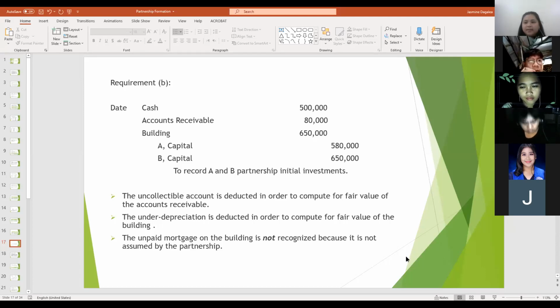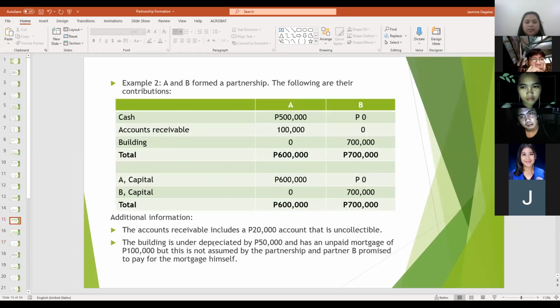Ma'am, yes. Yung sa third part po, the unpaid mortgage on the building is not recognized. Saan po doon ulit? Ito. The building is under depreciated by 50,000 and has an unpaid mortgage of 100,000. But this is not assumed by the partnership and partner B promised to pay the mortgage himself. So given sa problem na hindi inassume ng partnership at si partner B ang magbabayad ng mortgage, i-disregard nyo lang yung mortgage payable pag sinabing not assumed by partnership and the partner will pay it.